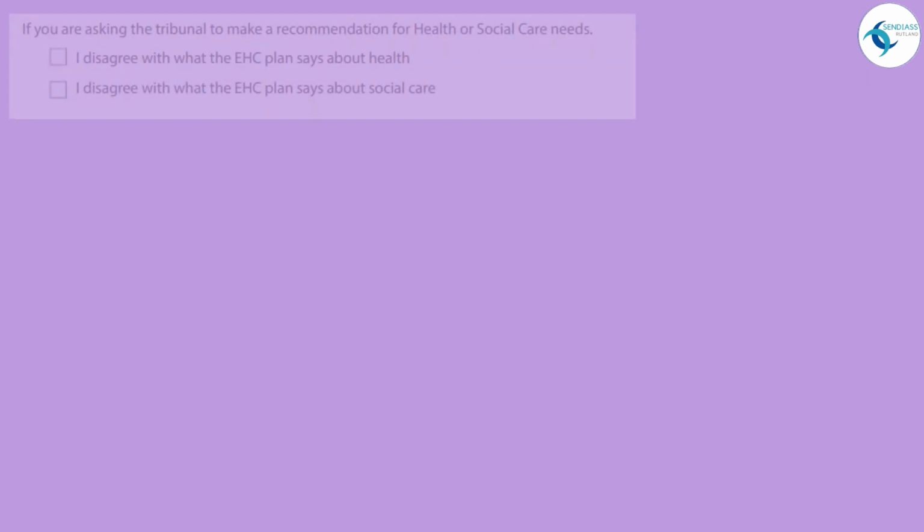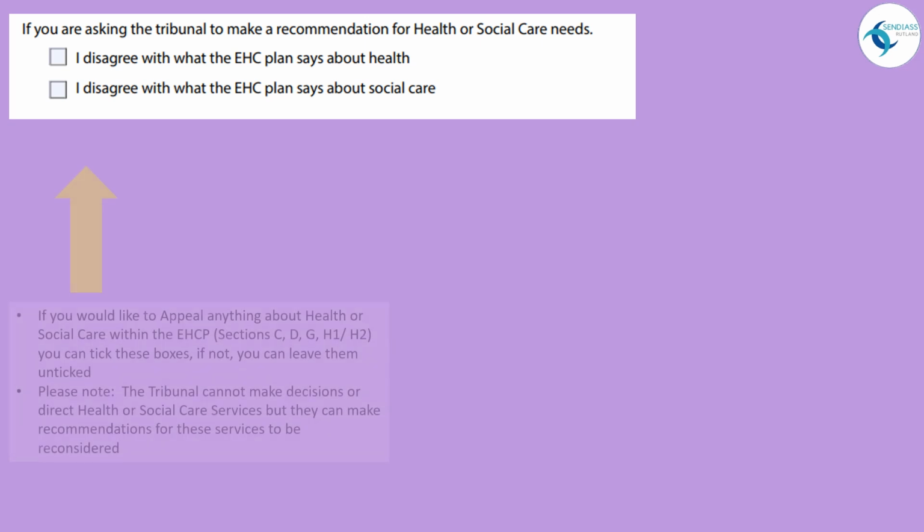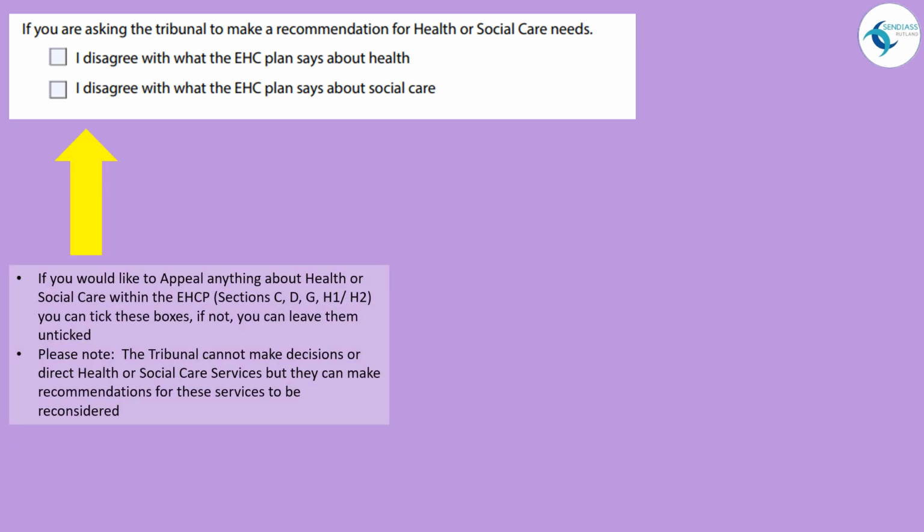If you would like to appeal anything about health or social care within the EHCP, Section C, D, G, H1 or H2, you can tick these boxes. If not, you can leave them unticked. Please note that the tribunal cannot make decisions or direct health or social care services, but they can make recommendations for these services to be revised or reconsidered.